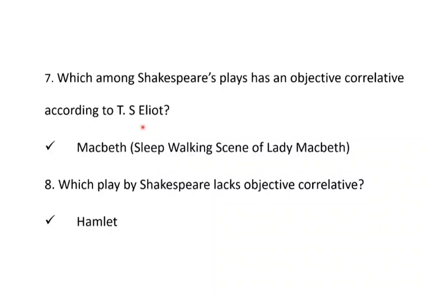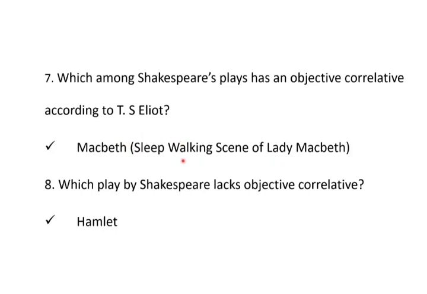which successfully communicated to the audience the emotion intended by the author, the emotion of the character. Which is that play? The answer is Macbeth. So according to T.S. Eliot, Macbeth has an objective correlative, and T.S. Eliot clearly states in the essay a scene which very aptly renders the emotion, transfers the emotion of the character to the audience through action and events in the play.